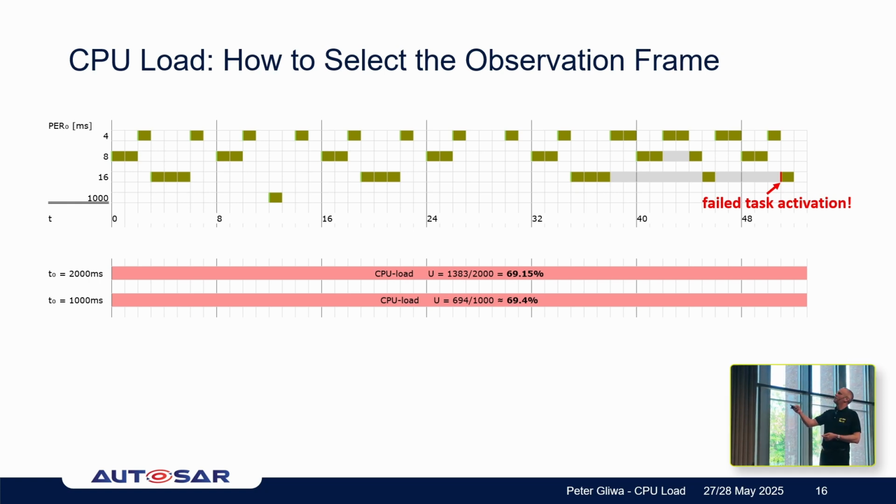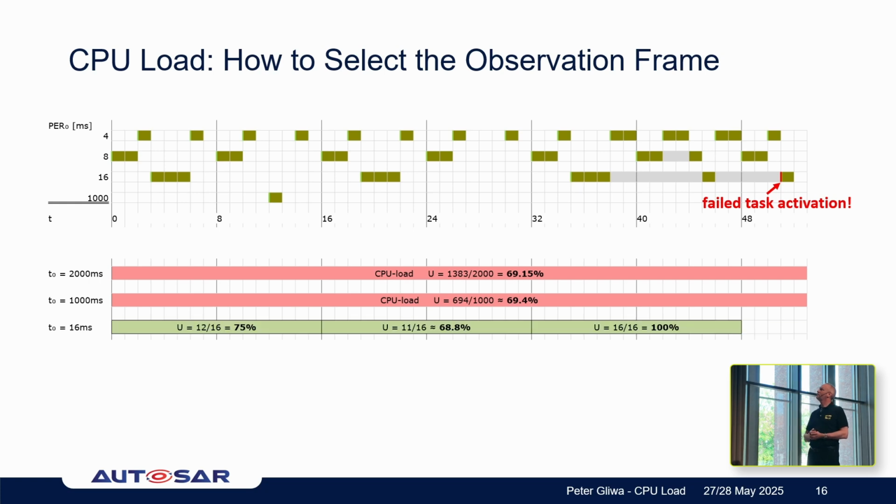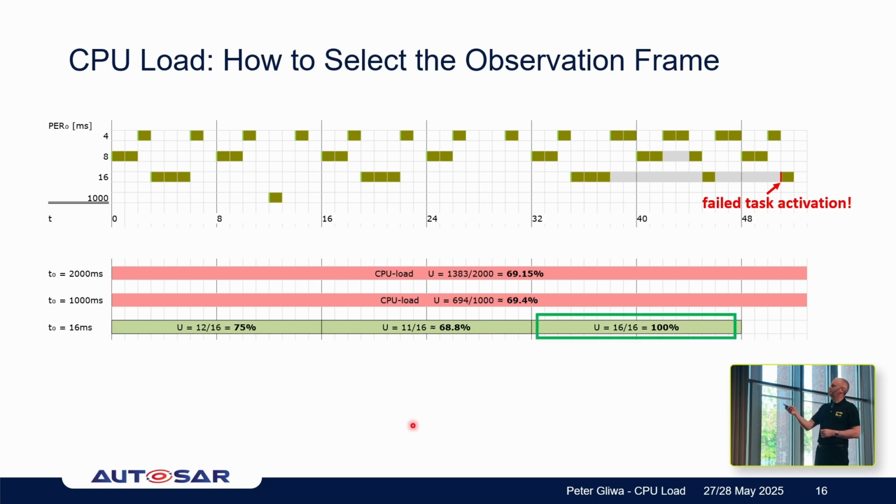Right, and now I'm iterating here through the different periods. So let's go for TO 16 milliseconds. So for this runtime situation already, we get 3 observation frames. This one here with 75%, this one here 68.8%, and this one here, oh, look at that, reports 100%. So that's good. I mean, it's not good that it's overloaded, but it's good that we report the overload. We report a CPU load now of 100% for a system that actually is overloaded. And that's good.